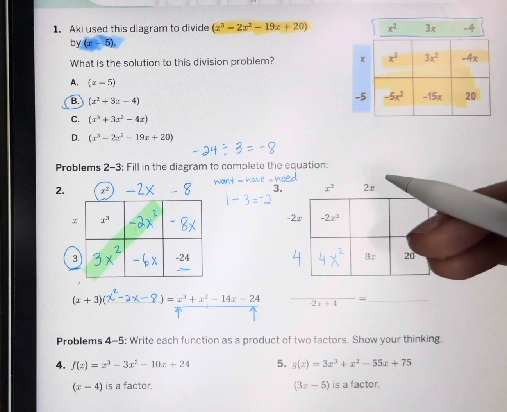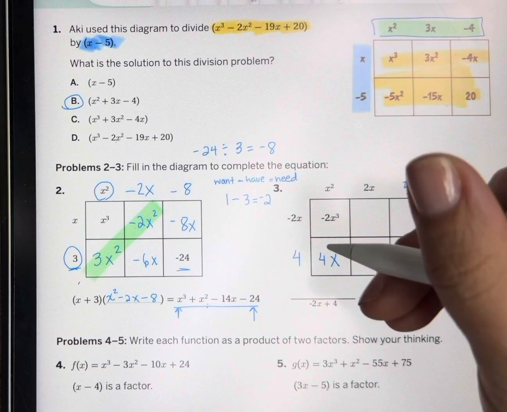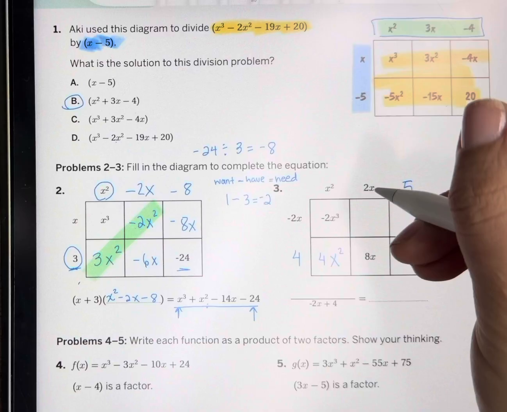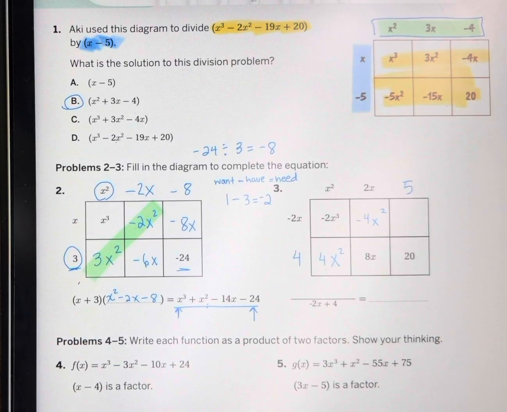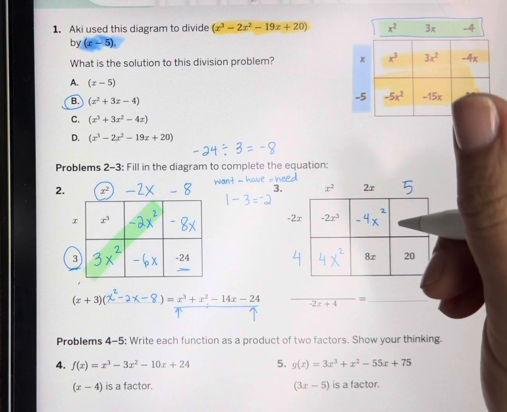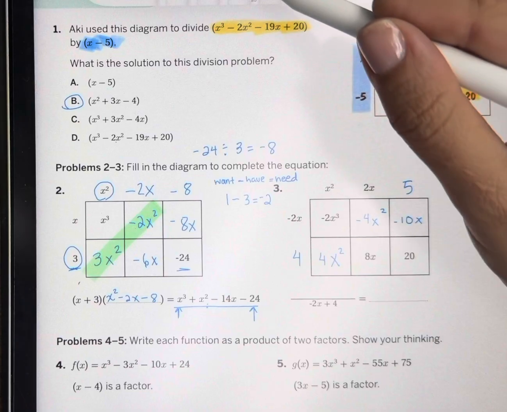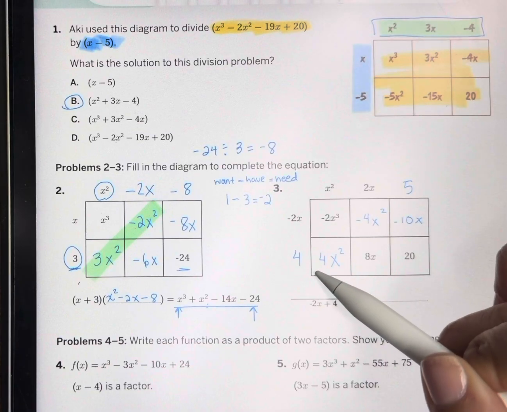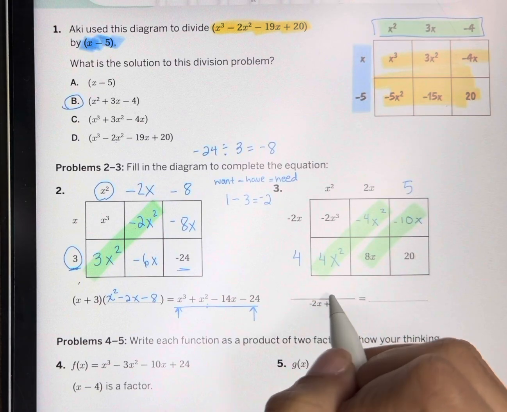4 times 2x is 8x, we got that. 4 times 5 is 20, got it. 2x times negative 2x is negative 4x squared. Negative 2x times 5 is a negative 10x. And now that means that after I combine my like terms, which is this one and then this one, I will get the polynomial here.